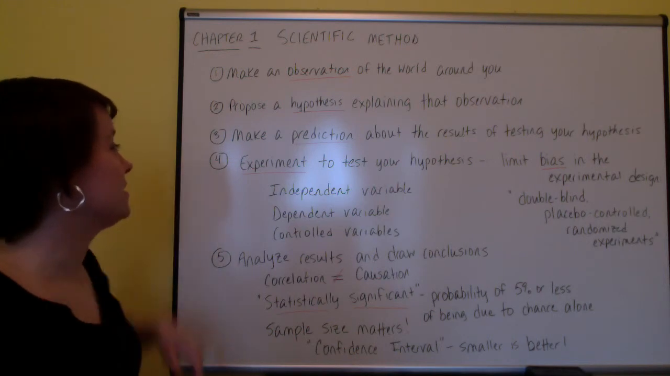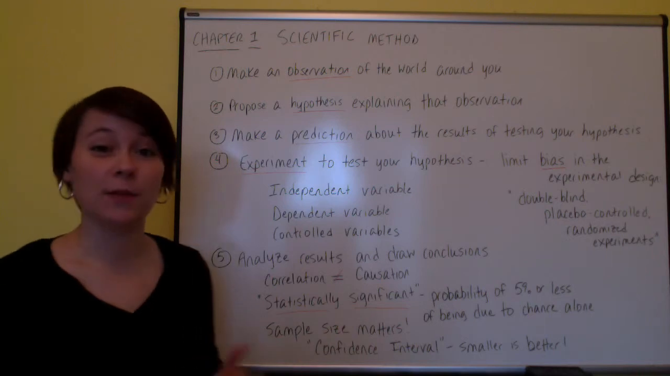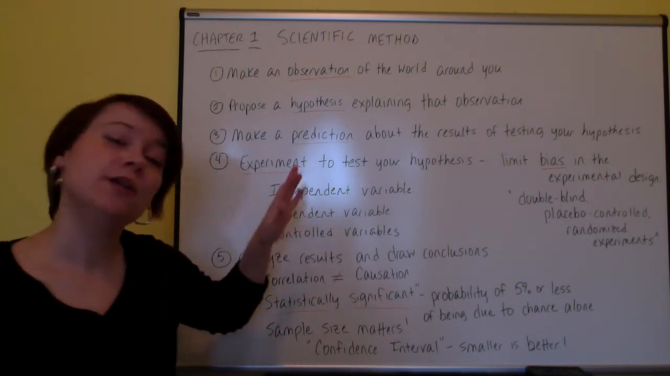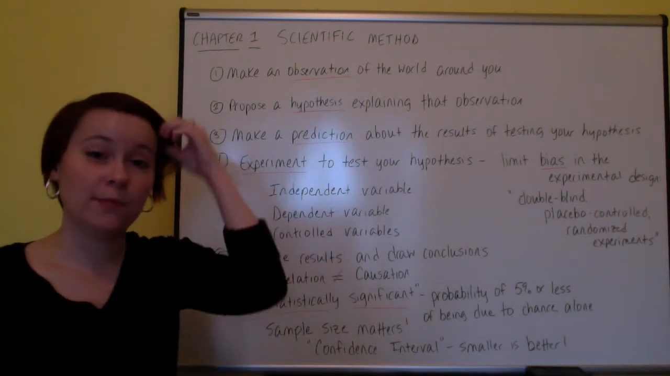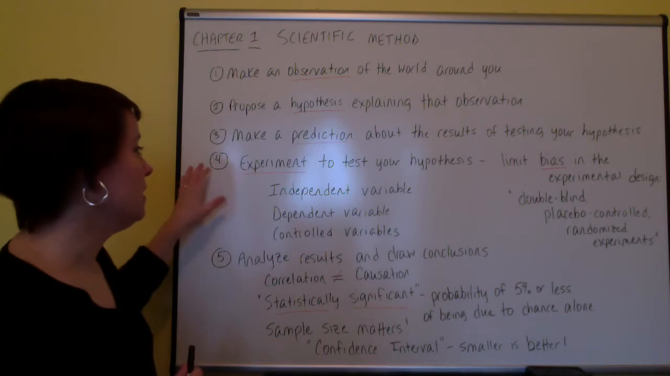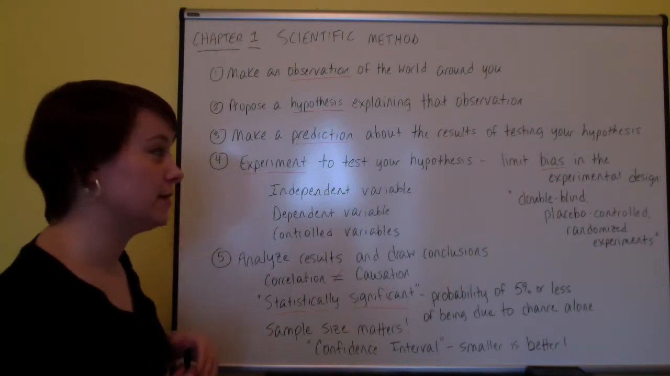The third step in the scientific method is you're going to make a prediction about the results of testing your hypothesis. So after you come up with your hypothesis explaining your observation, you're then going to predict what you think is going to happen whenever you design a test and test your hypothesis. The next step is the actual experiment, designing the experiment to test your hypothesis.